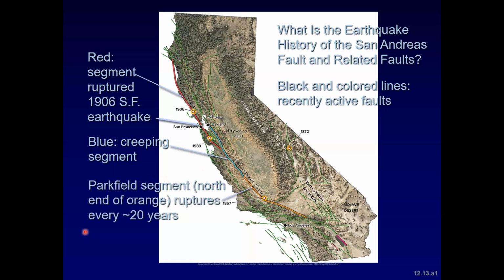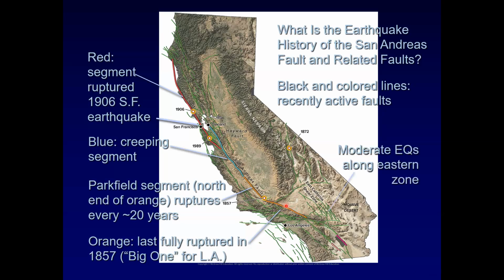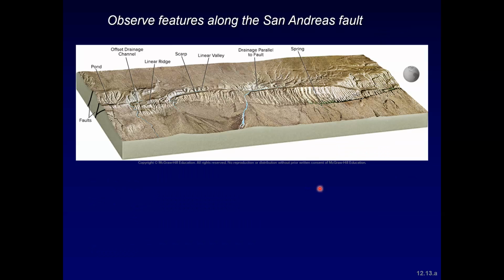The Parkfield segment, the north end of the orange line, ruptures, we'll say every 20 years, but like I said from the previous slide, can't say exactly when. And the last full rupture on this orange segment was 1857. We have moderate earthquakes along this eastern zone as well. And we'll look further at the San Andreas Fault.